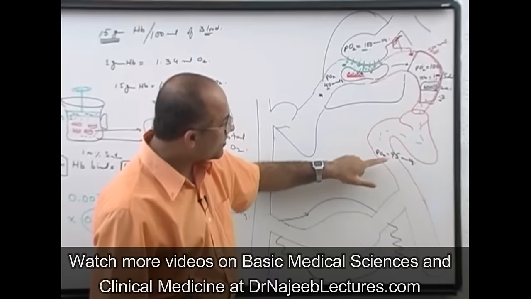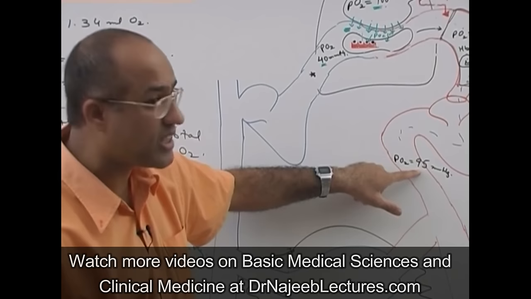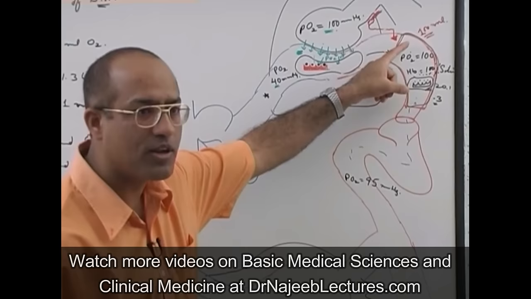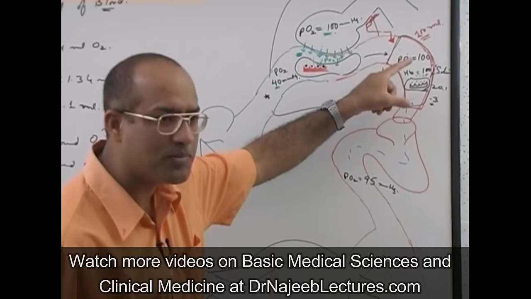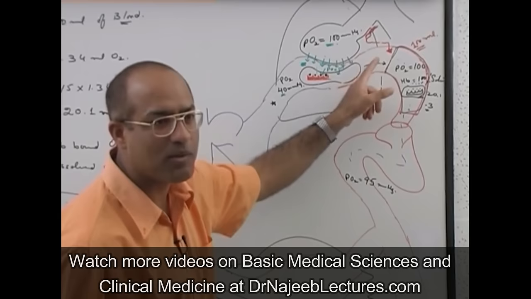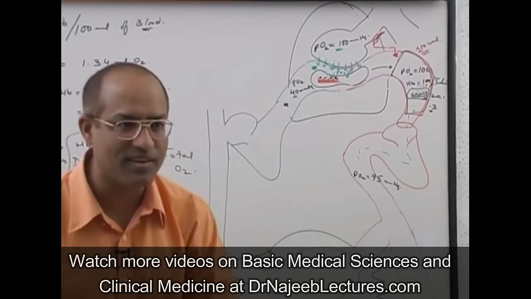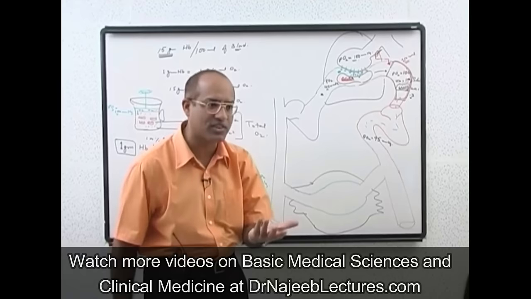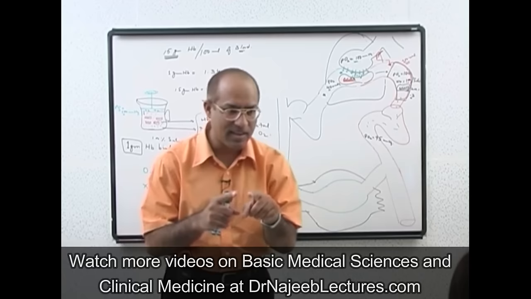Now, the partial pressure of dissolved oxygen has dropped from 100 to 95 due to the mixture of deoxygenated bronchial blood with the pulmonary venous blood. This is pulmonary arterial blood. This is pulmonary venous blood. That is bronchial venous blood. And when they mix, the term used is venous admixture. In the book, somewhere it is written that this is due to venous admixture. Admixture means mixture, mixing. Due to venous admixture, the partial pressure of oxygen dropped from 100 to 95, right?